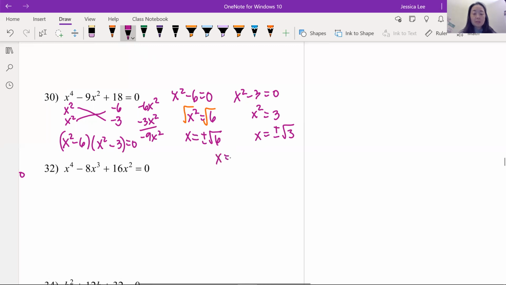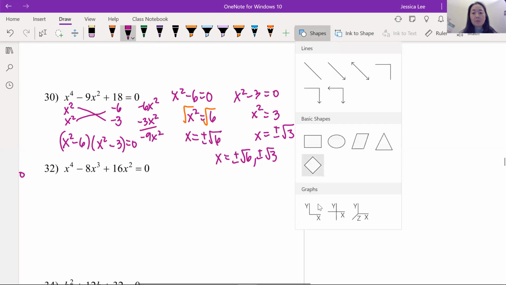So to combine this, we're just going to say plus or minus square root of 6, plus or minus square root of 3. If you want to write them out like square root of 6, comma, negative square root of 6, comma, square root of 3, comma, negative square root of 3, that's okay. But this is a little bit more succinct. Okie dokie, and now we're going to go into our graphing.